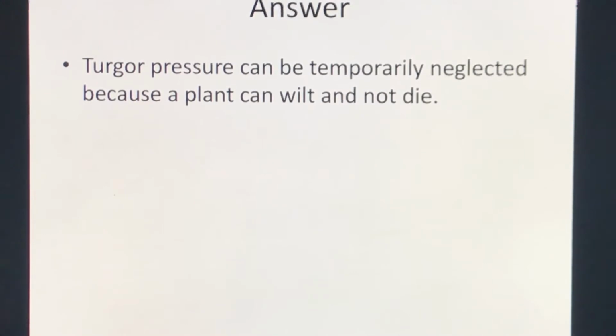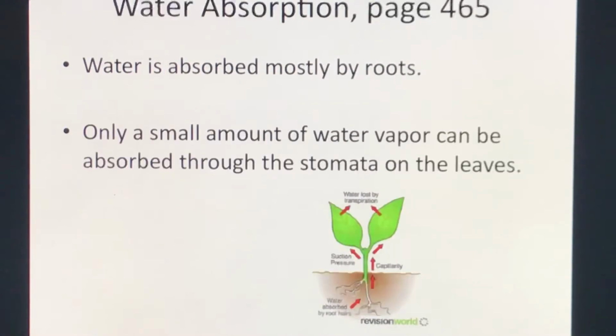It can wilt for a certain time and then be revived by the addition of more water and not die, but obviously there's a limit within that. It can't last forever when it's severely wilted. All right, let's look at water absorption.